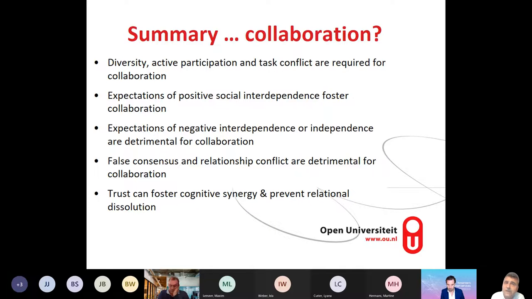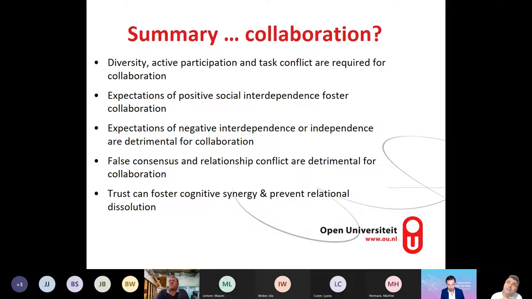So a few take-home messages. First one, diversity, participation, and conflict are prerequisites. You need those. These are required for collaboration. Collaboration starts in the heads, in the minds of the ones that will engage in the relationship. So it's quite important to understand what sort of expectations they get into the relationship with. Will they expect positive interdependence? Will they expect negative interdependence? Why? Because these expectations actually trigger behaviors.